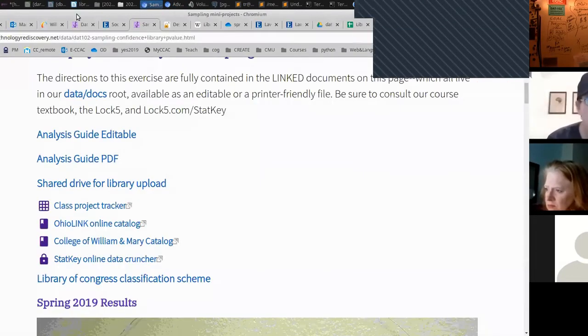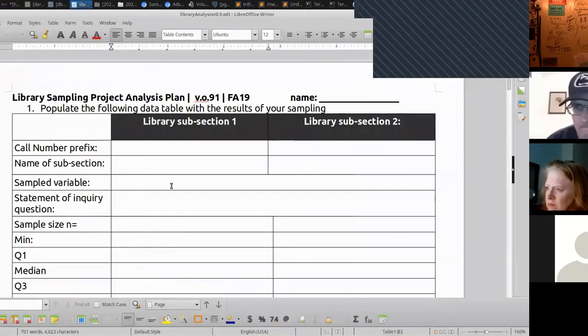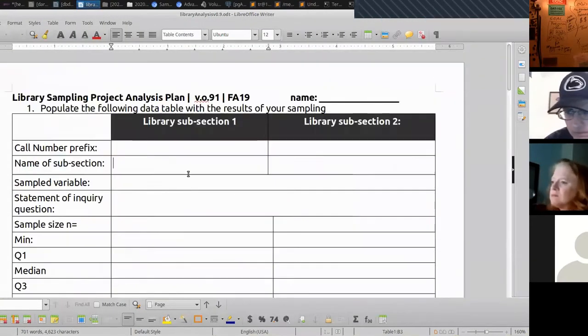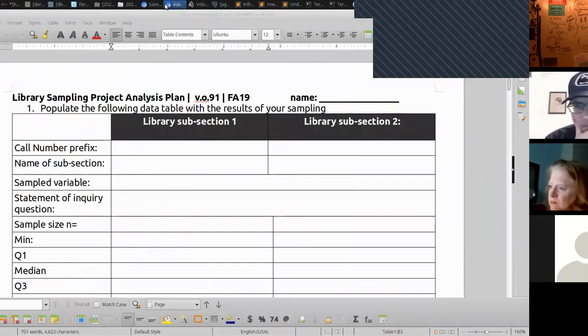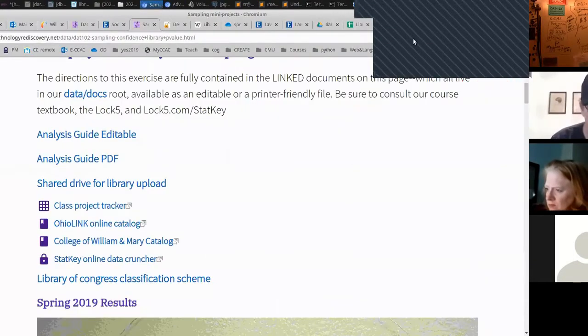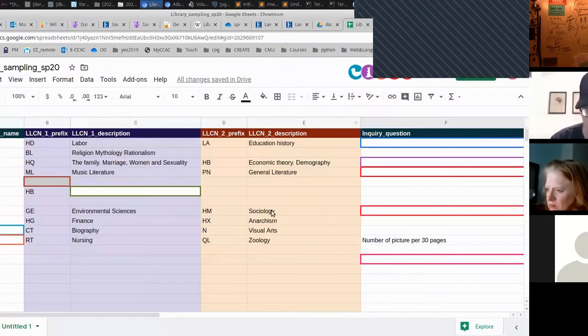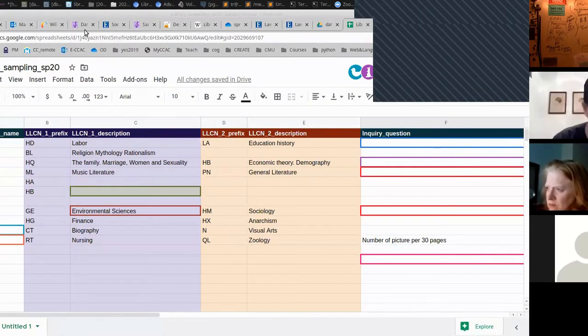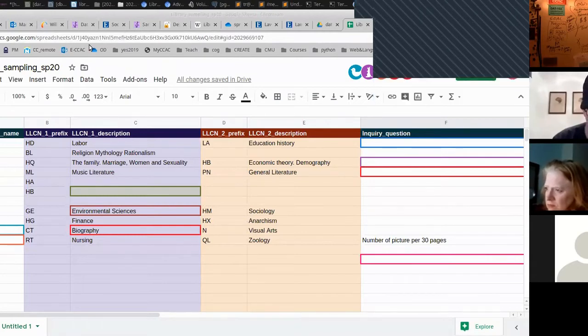Just make sure you have the editable document, you know where that is, and then have the spreadsheet up. Spreadsheet. So again, make sure you refreshed my page, Thomas. I updated it while we were editable.